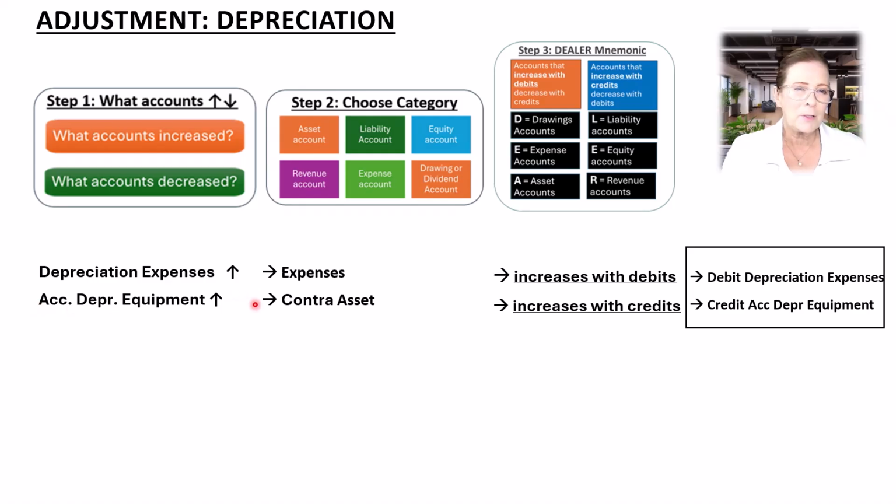This is a bit tricky because this account behaves in the opposite way of an asset. Asset accounts increase with debits and decrease with credits. Contra asset accounts increase with credits and decrease with debits. So we credit accumulated depreciation.